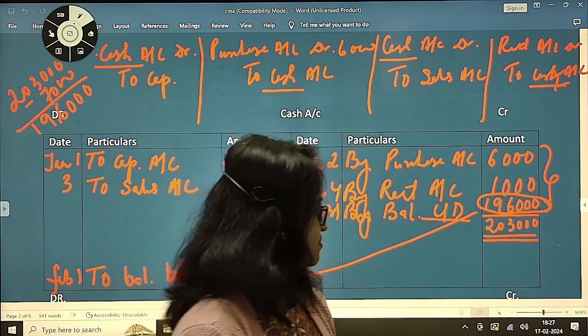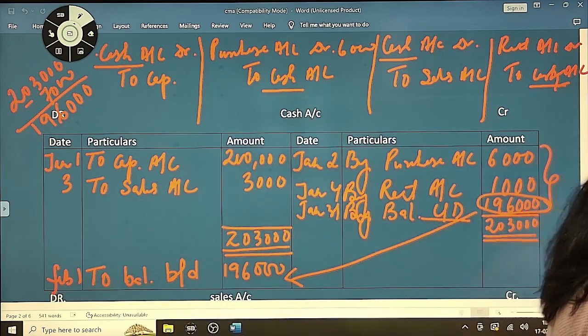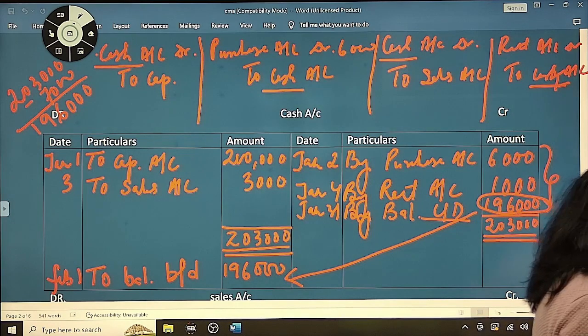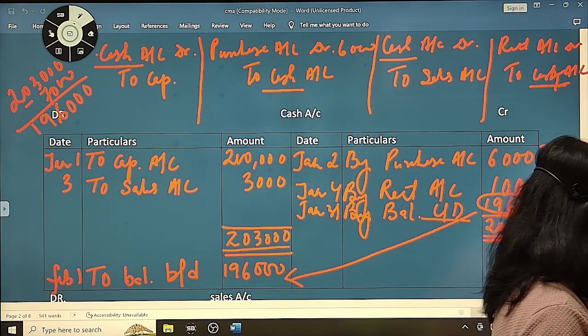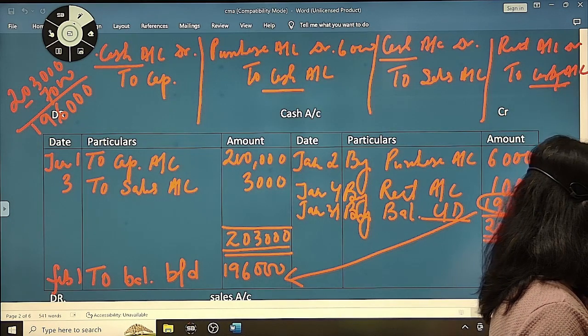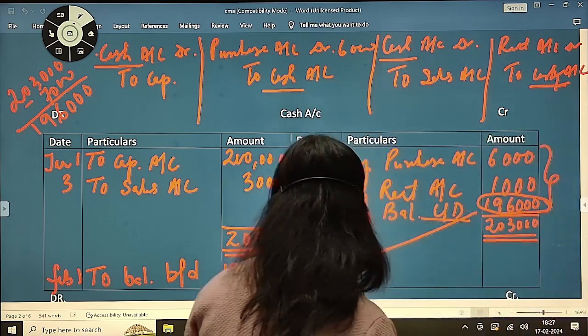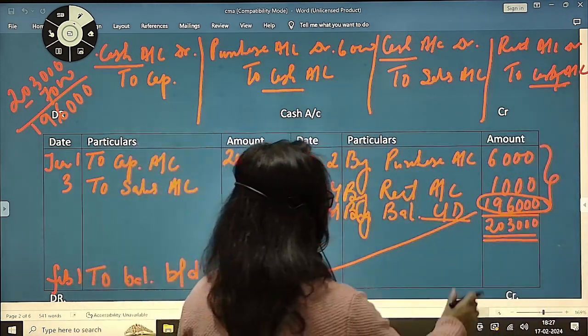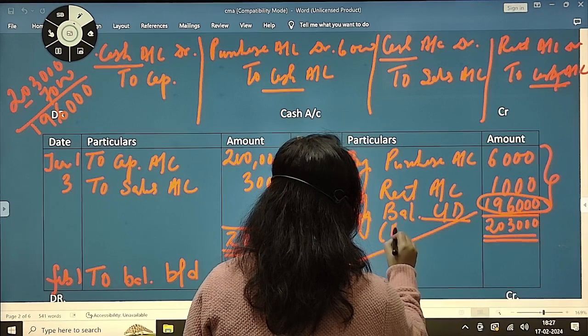Hello, ma'am. What is CD and BD? Yes, ma'am. Can you explain the concept of CD and BD? Concept of CD and BD. Okay, so CD is like carried down. That is the balancing figure. BF, I have written no BF.